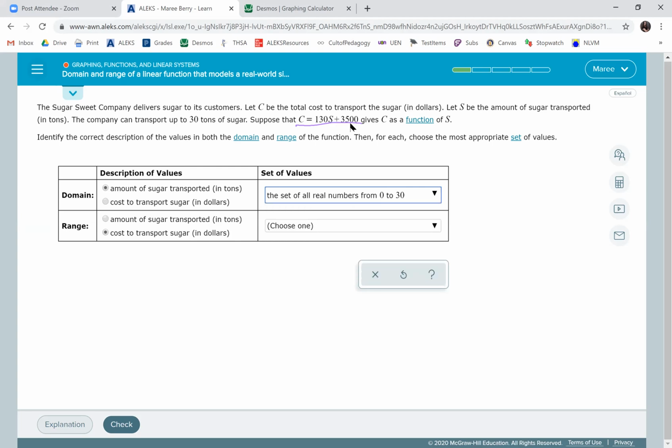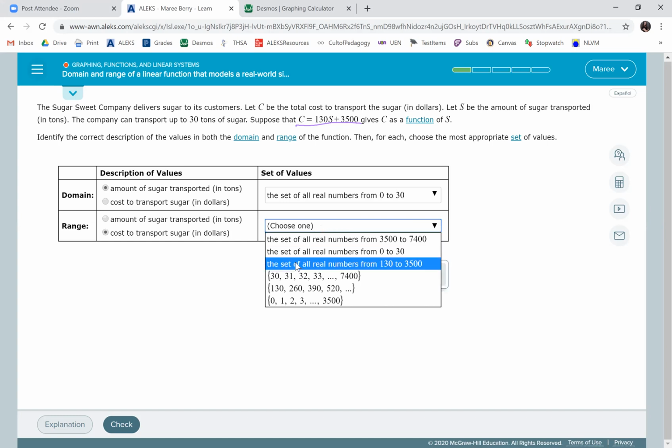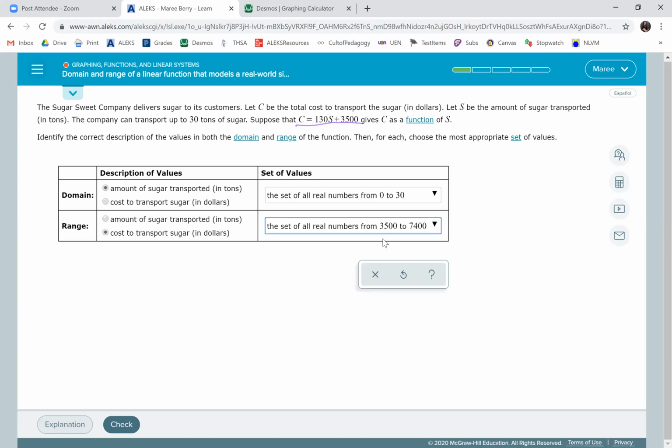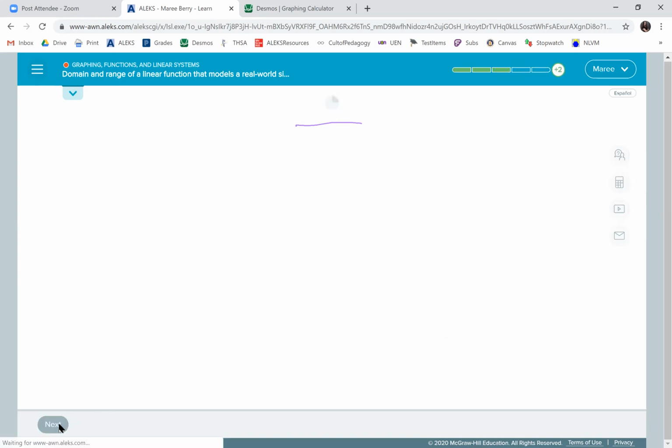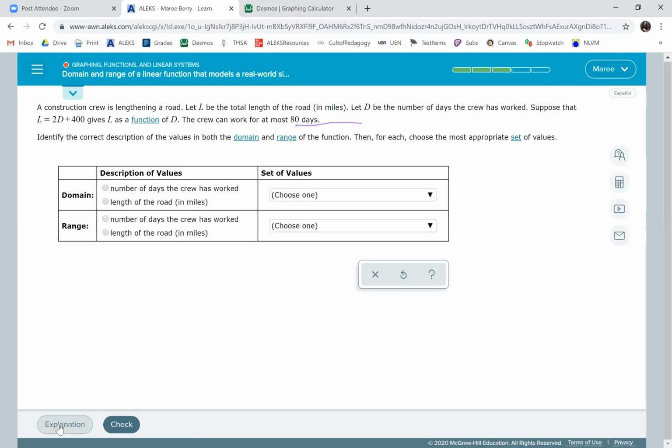So when S is 0, it's 3,500. So we want to pick the one that has the smallest number, 3,500. There it is. All the other smaller numbers are something else. So we just need that one and we're done. So it's not too bad. It looks harder because of all the writing and all the words. Okay, again, we're going to underline right here.